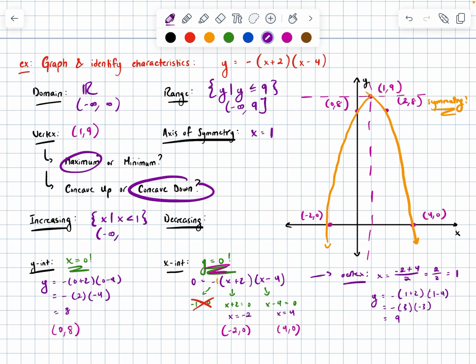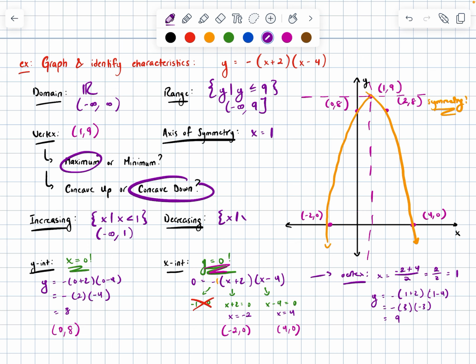If I prefer my interval notation, I go all the way off to the left to negative infinity, and on the right, I bound myself at that positive 1. Decreasing here is the opposite, right? I'm on the other side here to the right of that x equals 1, so x is greater than 1, or I go from positive 1 all the way off to the right to positive infinity.